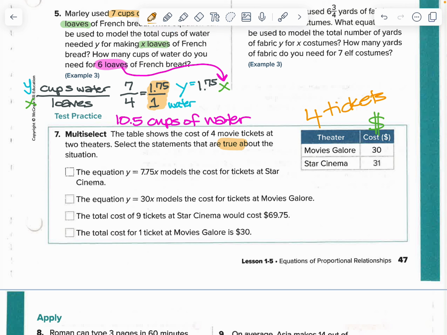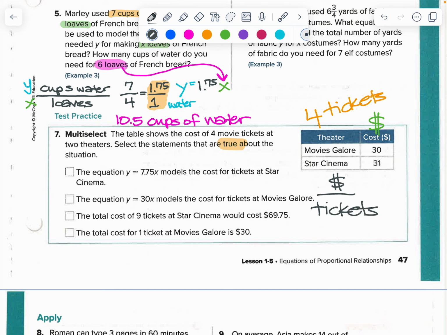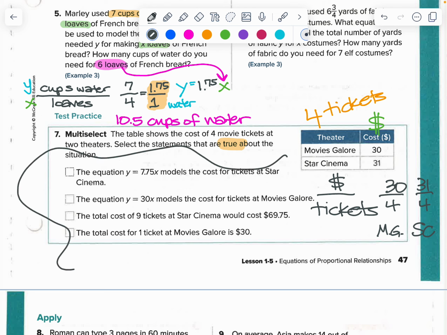All right, I'll help you with the first one here. I would compare cost to tickets. So for Movies Galore, the cost would be $30 for 4 tickets, whereas Star Cinema would be $31 for 4 tickets. You're going to figure out their unit rate and then come back over here and decide which ones are true and mark the true ones. All right, good luck. You've got this.